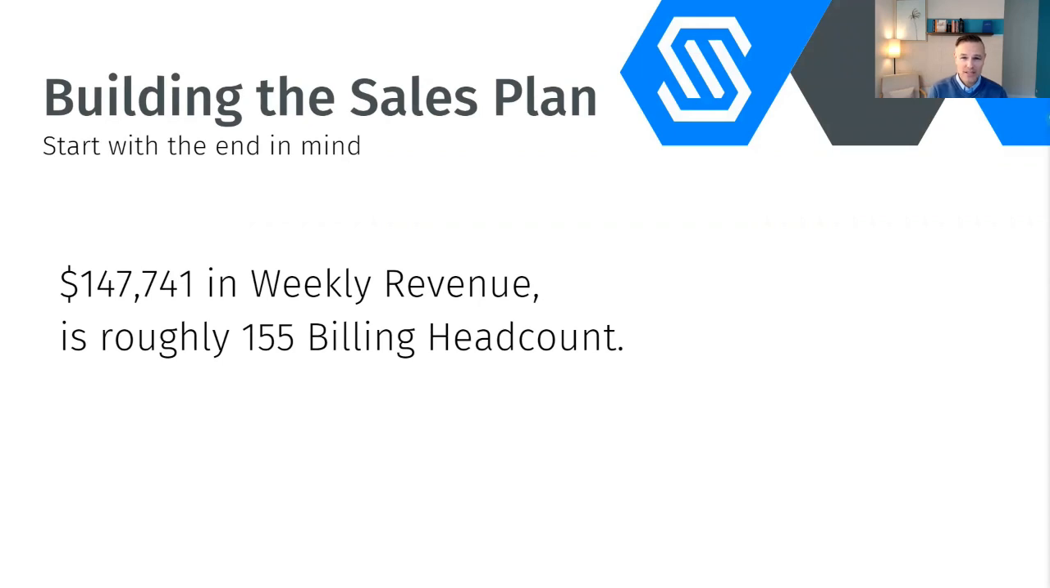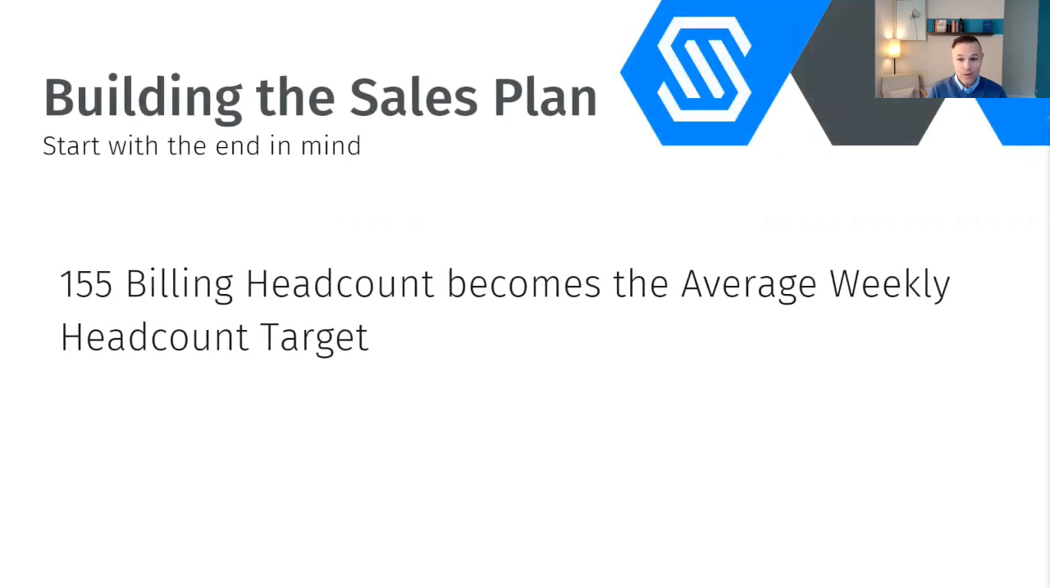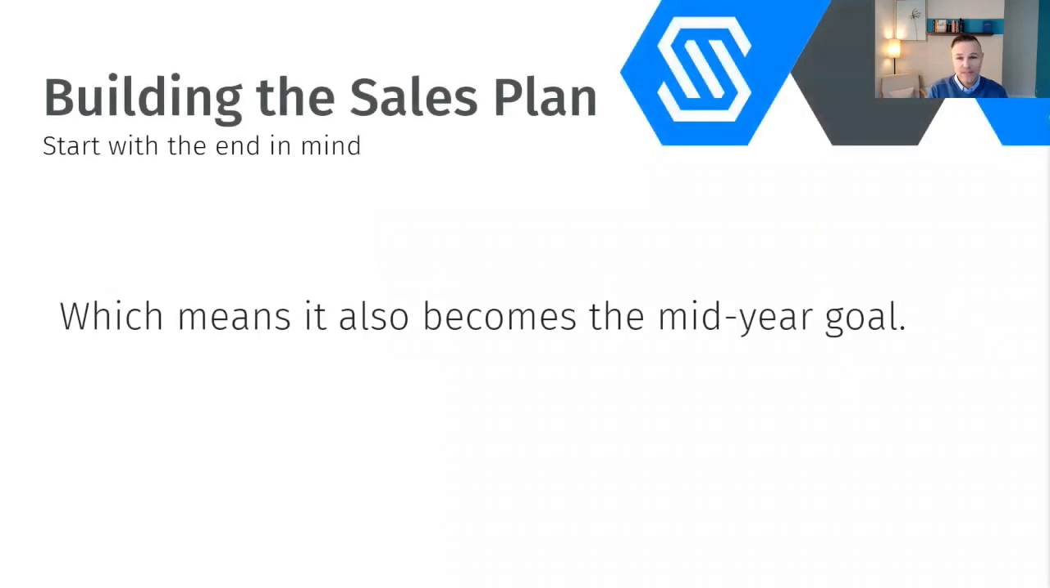So now $147,000 in weekly revenue is roughly 155 billing headcount, right? So now we're converting this into the language of the industry. Now 155 billing headcount becomes the average weekly headcount target, right? This is a number. If you say, hey, in order for us to hit our goals, we're trying to get to 155 billing headcount out of this new sales campaign, right? Not part of what we've already done, not from existing accounts per se, but out of the new sales bucket, right?